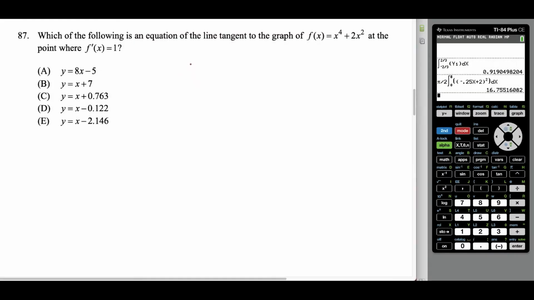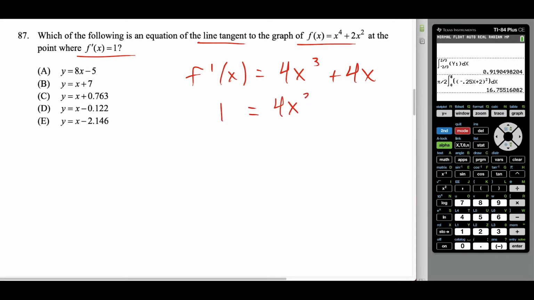For question 87, we want to know which of the following is an equation of the line tangent to the graph of f at the point where f prime equals 1. So first we should find when f prime is equal to 1, and to find that we're going to find f prime of x by using the power rule, and that's going to be 4x to the third plus 4x. So we want to know, once again, when is f prime equal to 1. So we're going to set f prime of x equal to 1, and now set that equal to the derivative 4x to the third plus 4x.